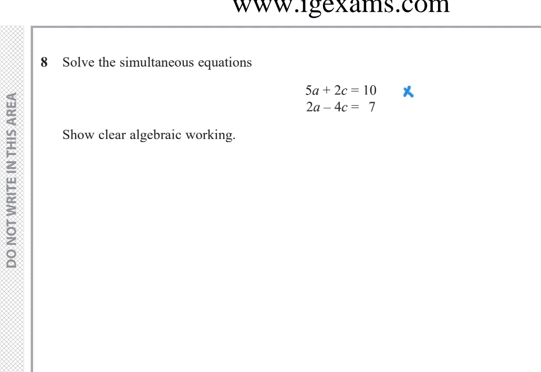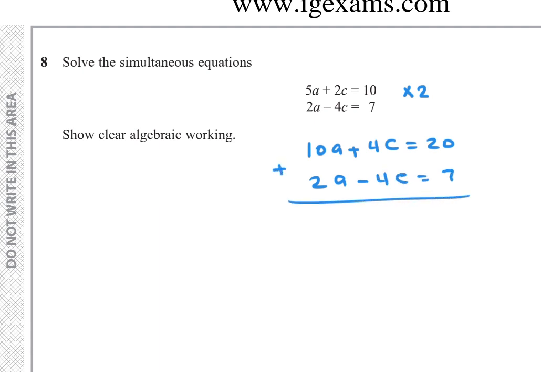So multiply the first equation by 2. So we have 10a plus 4c equals 20. And the second equation the same, so 2a minus 4c equals 7. Now add them because different sign and same number. Now you can cancel c. 10 plus 2 equals 12a equals 27. Divide by 12. So a equals 2.25.